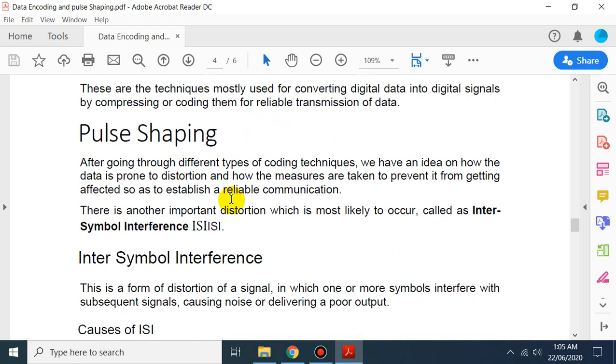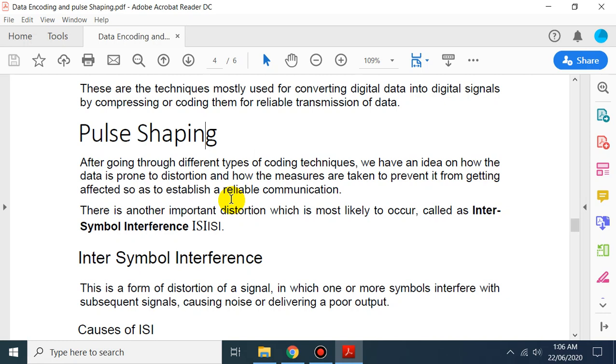Now after going through the different types of coding techniques that we have discussed, we have an idea of how the data is prone to distortion and how measures are taken to prevent it from being affected. Because whenever we convert it using some kind of coding technique, there is a chance of losing data, or a chance of distortion here. So to establish reliable communication, we need some kind of precautions here.